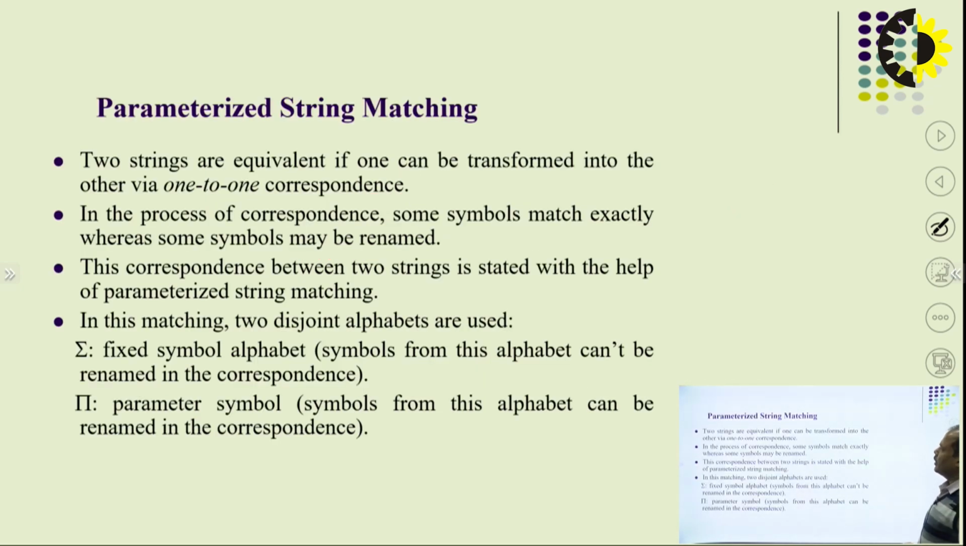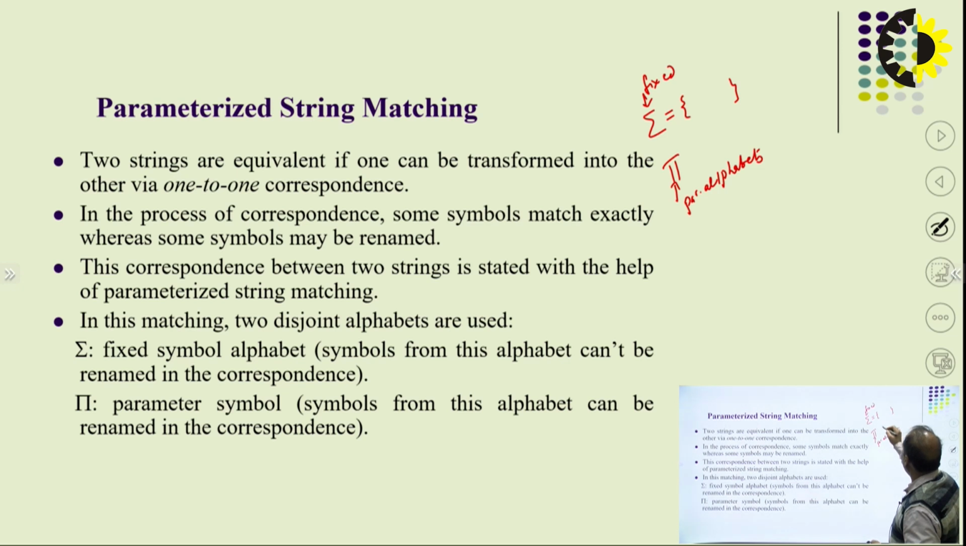Okay. So the third category, which is very popular, we call parameterized string matching. In this category of matching, we are given two kinds of alphabet. One is sigma, which we call the fixed alphabet, and the other is pi, which we call the parameterized alphabet. Symbols from the fixed alphabet cannot be renamed, while symbols from the parameterized alphabet can be renamed, right?